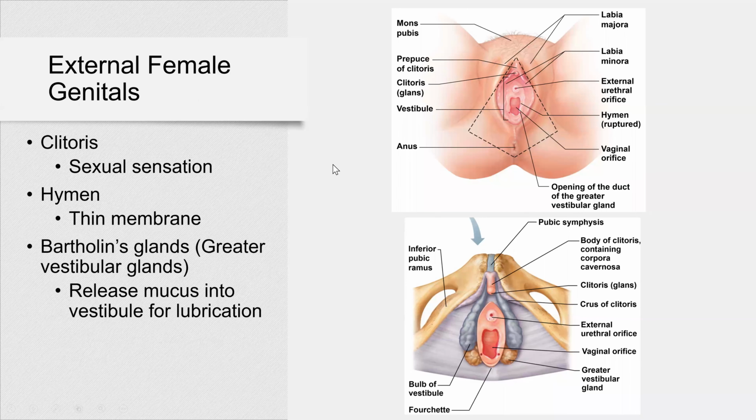So here we have a clitoris for sexual sensation. Hymen is a thin membrane covering the opening of vagina, and greater vestibular glands that you can see on a picture over here. They release mucus into vestibule for lubrication, and vestibule you see on the diagram above.